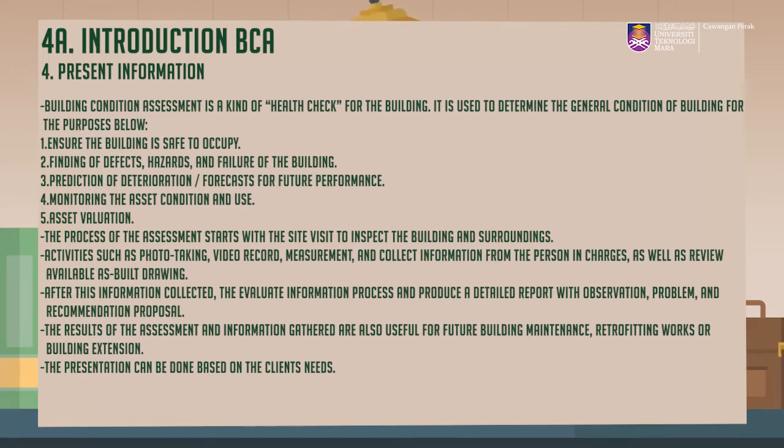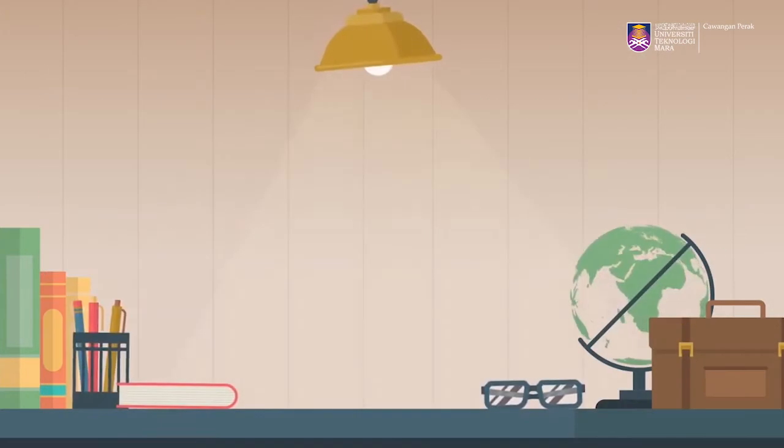The process of assessment starts with a site visit to inspect the building and surroundings. Activities such as photo taking, video recording, measurement and collecting information from the person in charge, as well as reviewing available drawings. After this information is collected, the information is evaluated and a detailed report is produced with observations, problems and recommendation proposals. The results of the assessment and information gathered are also used for future building maintenance, retrofitting works or building extension. The presentation can be done based on the client's needs.